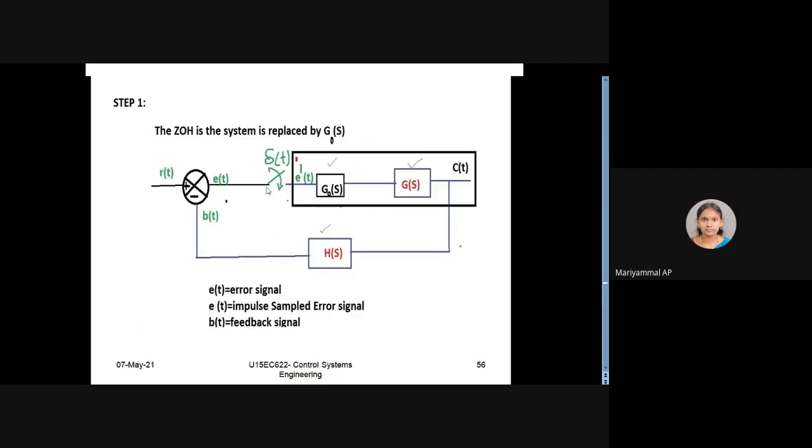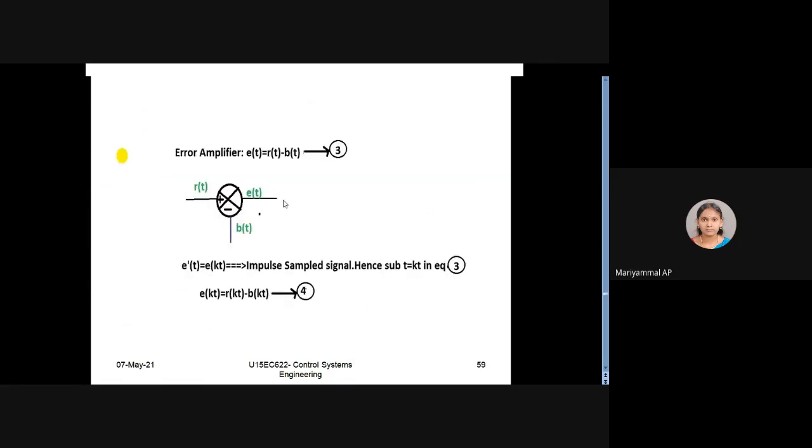See this, this is your diagram. Here I want to take E dash of t. I calculated that E of t equal to R of t minus B of t, but I need to calculate E dash of t. This E dash of t is taken from after impulse sampling. So considering this after the sampling process, the input signal t is taken as kt. So we are going to substitute t equal to kt in the above third equation. That means the third equation can be written in terms of substitution of t equal to kt: E of kt equal to R of kt minus B of kt.